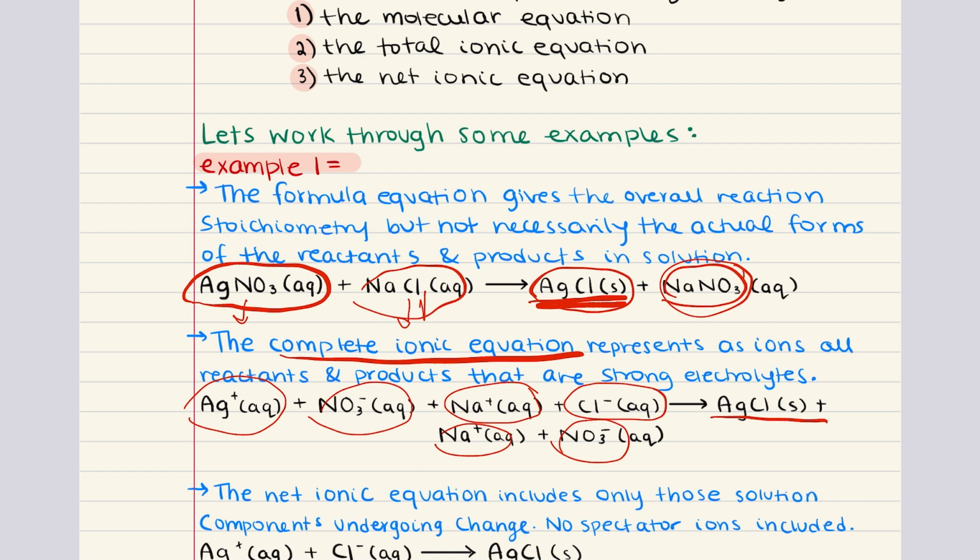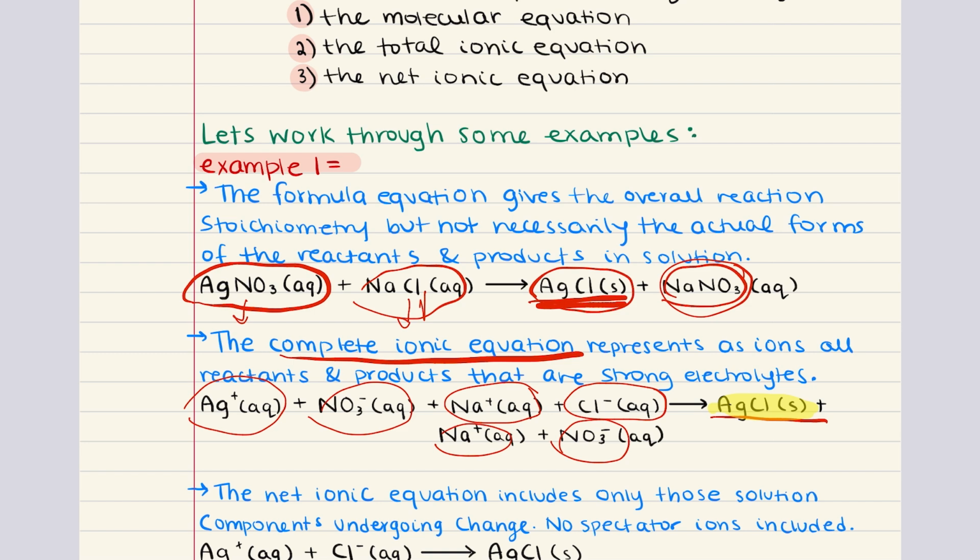And so here in the complete ionic equation, all substances that are strong electrolytes are represented as ions. That is what is written here. This insoluble compound is written in full. It is not written as two different ions, two dissociated ions.